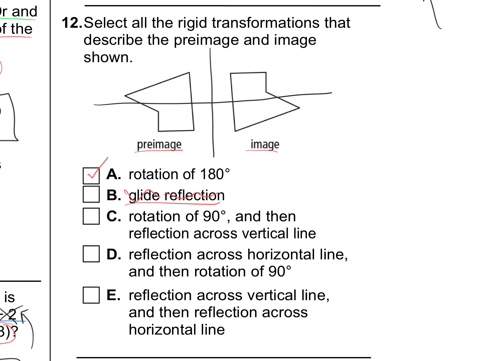Rotation of 90 degrees. So we're going to bring this up here, and then a reflection across a vertical line. So then we flip it this way. Would that get us to our image? No.